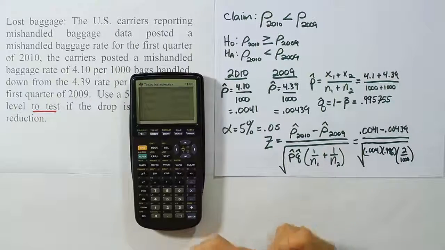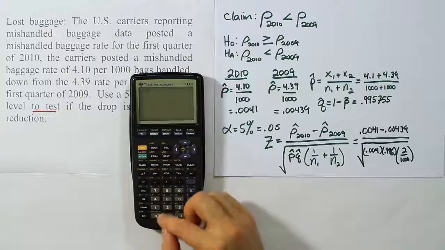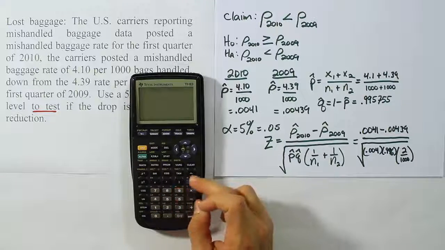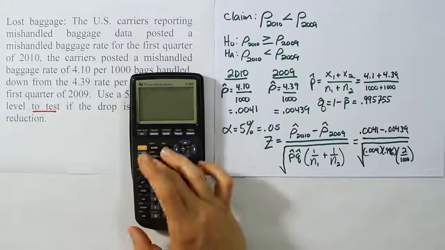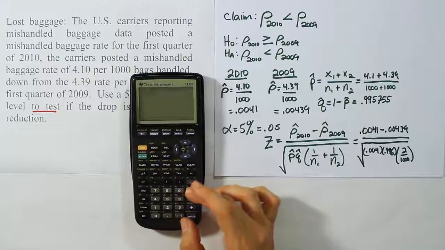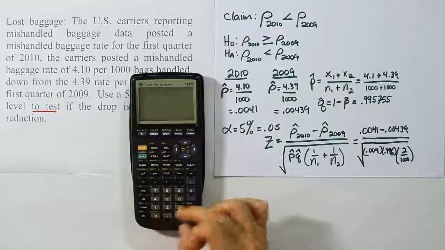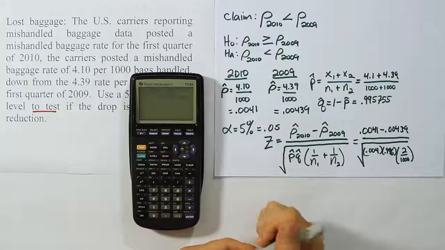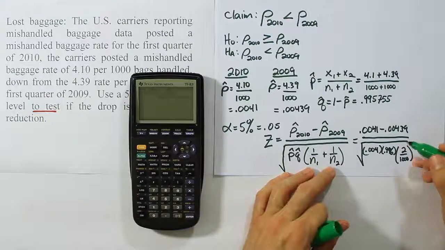All right, let's plug that into our calculator and see what we get. On the top we have 0.0041 minus 0.00439. Close that up, hit divide by the square root of, and in the square root we're going to have p times q. I've stored that in my calculator, so I can just enter it as p times q, times 2 divided by 1,000. Now that we have that all in there, we hit enter, and we get the answer minus 0.0997. If I round it off to two places, it's minus 0.10.